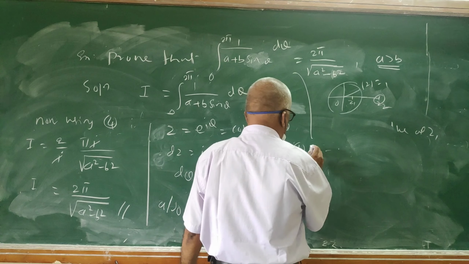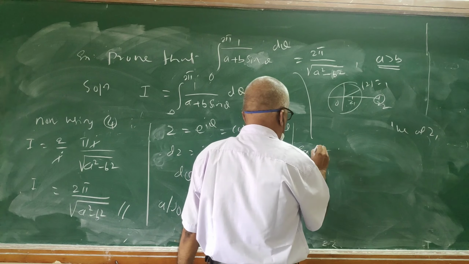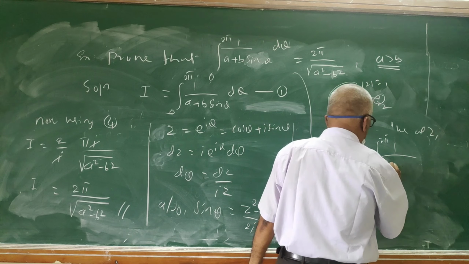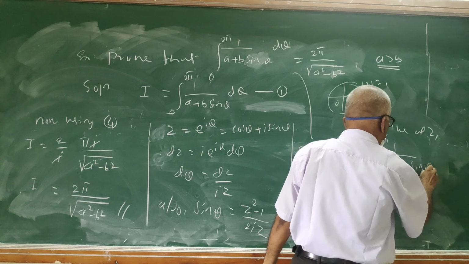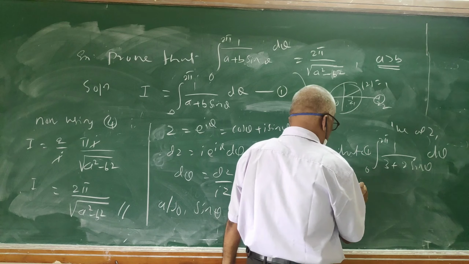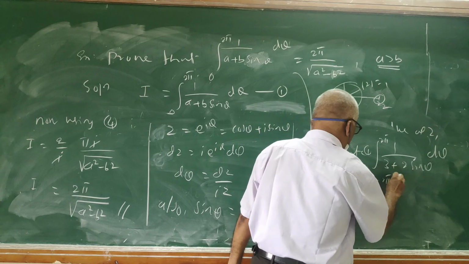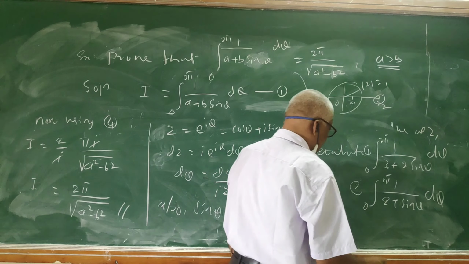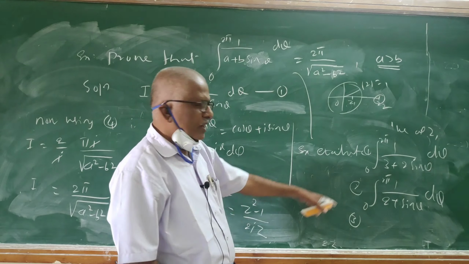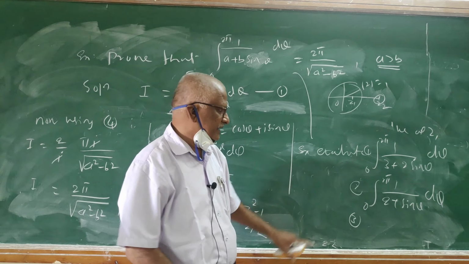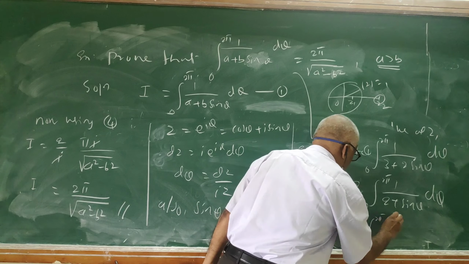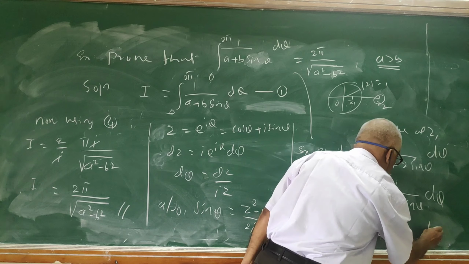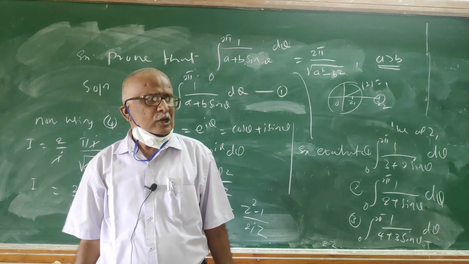First one: evaluate the integral from 0 to 2 pi of 1 by 3 plus 2 sin theta d theta. Second one: the integral from 0 to 2 pi of 1 by 2 plus sin theta d theta. Make it simple like that. Third one, simply replace cos theta by sin theta: the integral from 0 to 2 pi of 1 by 4 plus 3 sin theta d theta. Like that you can construct the problems and try to solve them.